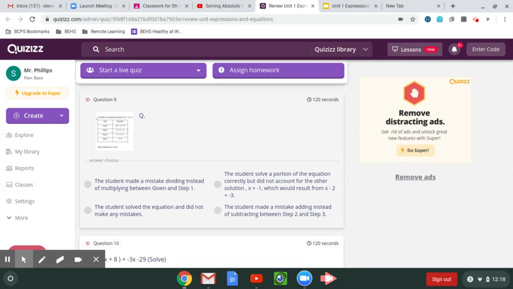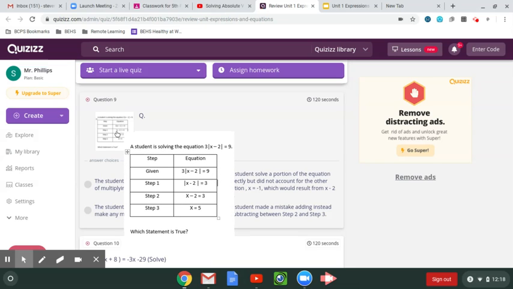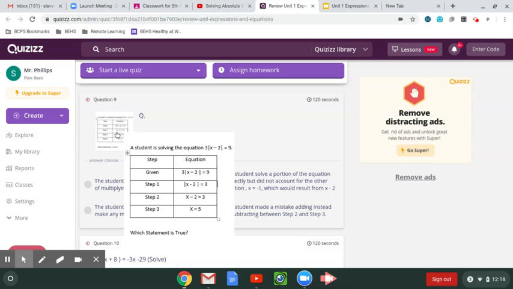This will finally involve our absolute value equations that we've been working on. I'm going to go ahead and just highlight it here. If you notice, a student is solving the equation 3 multiplied by the absolute value of x minus 2 equals 9. You know you need to undo the multiplication of 3 and divide each side by 3. And that's what they did if you look from given to step 1. Then they did absolute value of x minus 2 equals 3 because 9 divided by 3 is 3. And then they got rid of the absolute value lines and wrote x minus 2 equals 3. And from there, they added 2 to both sides and got x equals 5.